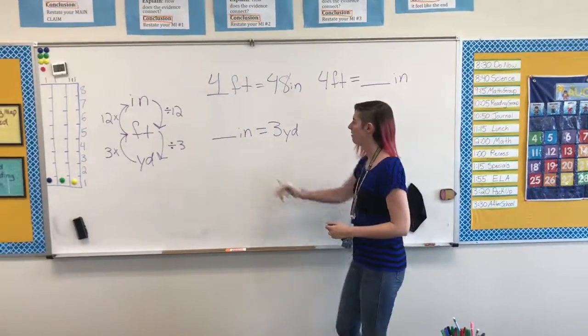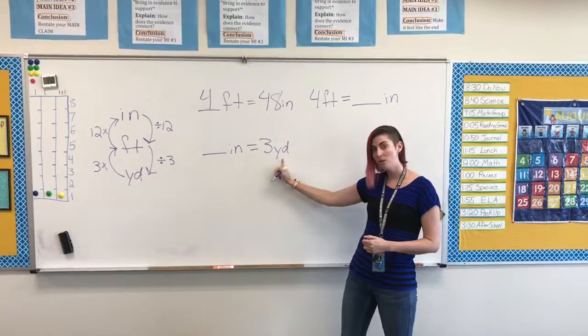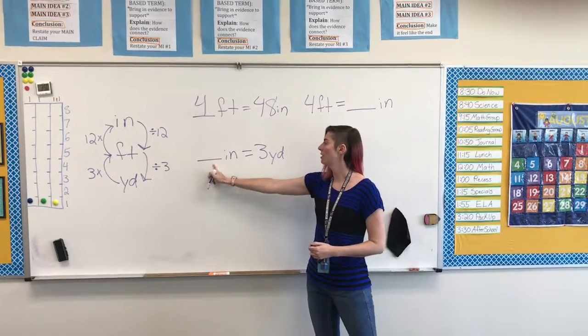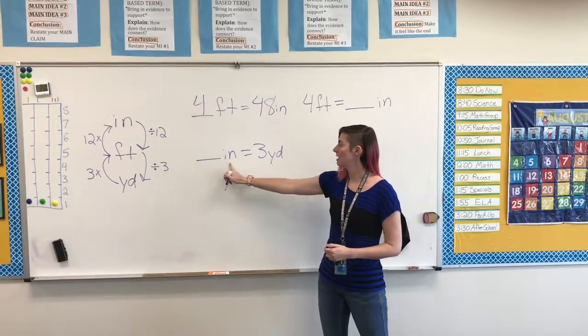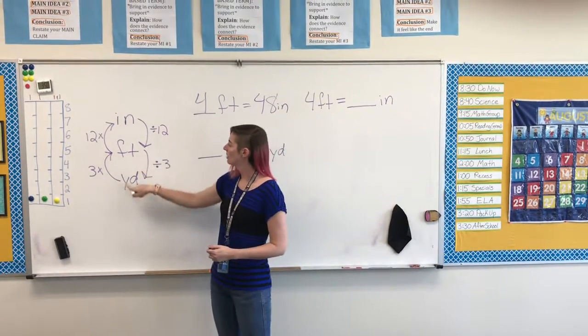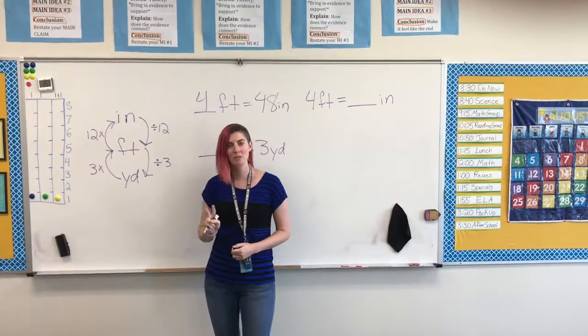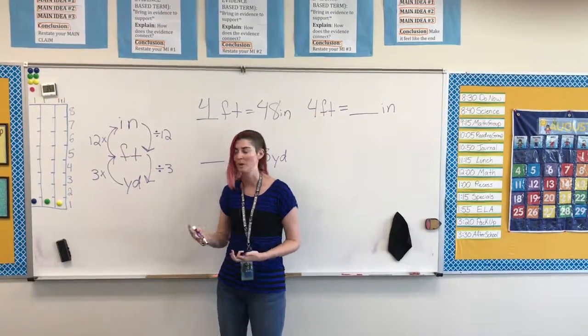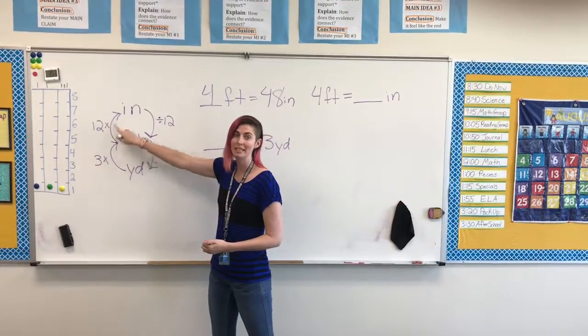Looking at my next one, I have blank inches to yards. I go from what I know to what I don't know. I know 3 yards, I don't know the inches. So from yards to inches. There are 2 different ways we can do this. We're going to start with a simpler way. So I'm going to go from yards to feet first, then from feet to inches.